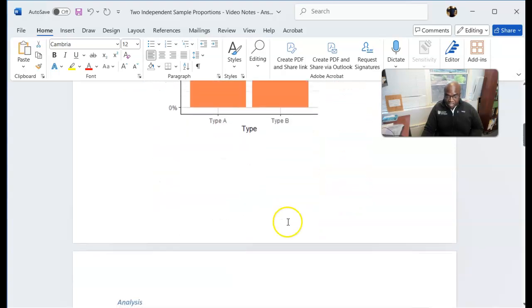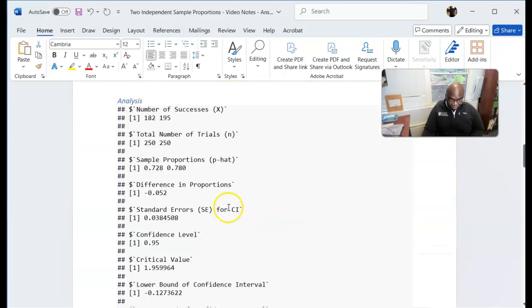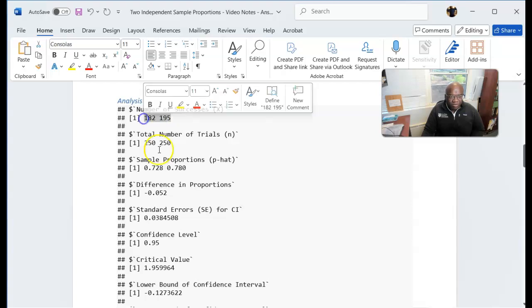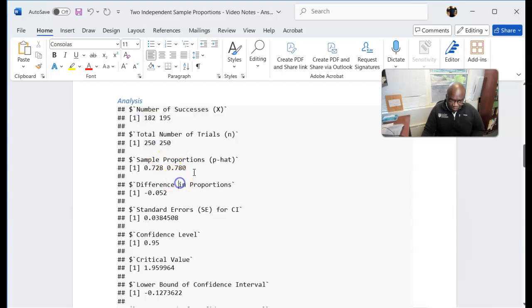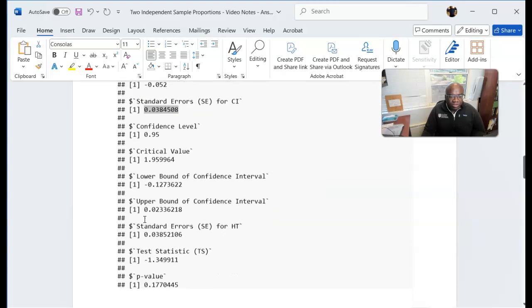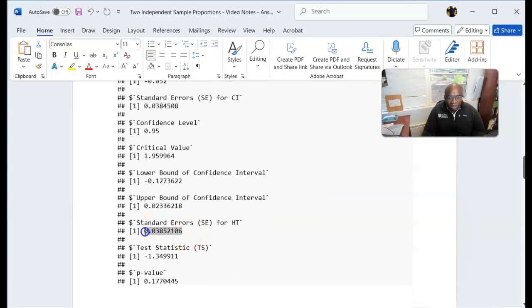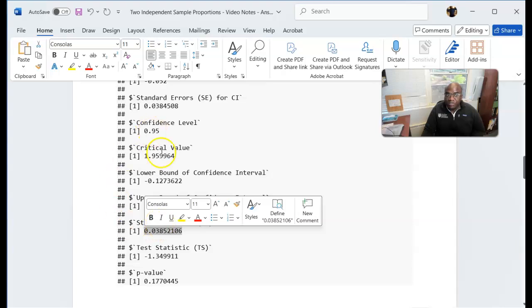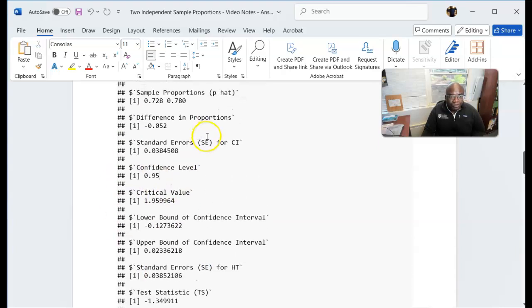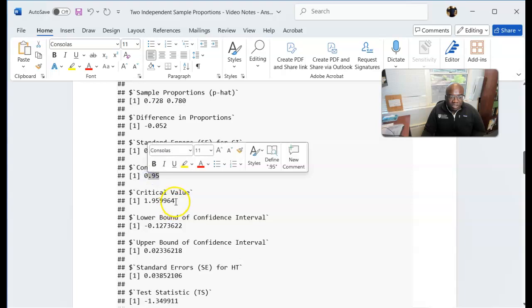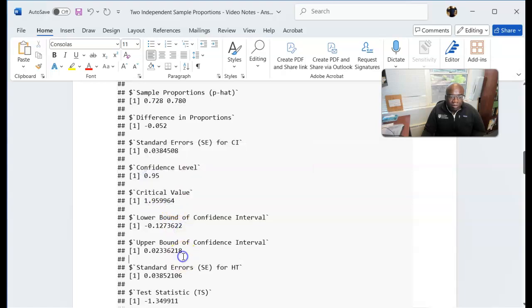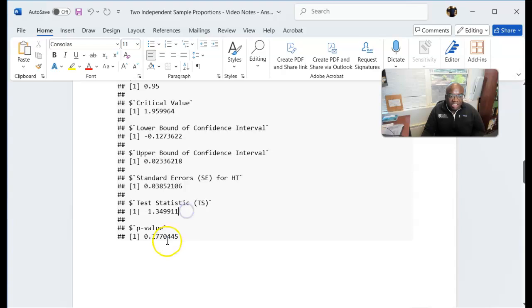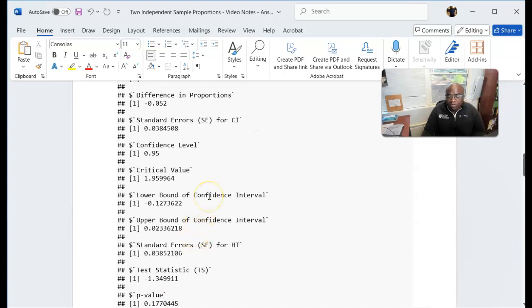And then in terms of analysis, jumping right into it, I give you the number of successes, I give you the number of trials, I give you the sample proportions, I give you the difference. I give you the standard error for confidence intervals, and if you scroll down, I give you the standard error for hypothesis testing. We'll talk about this, why there's a difference in class. Then I give you the level of confidence, the critical value, lower bound, upper bound, as well as test statistic and the p-value. So in terms of this technique, we're going to do a confidence interval this time.